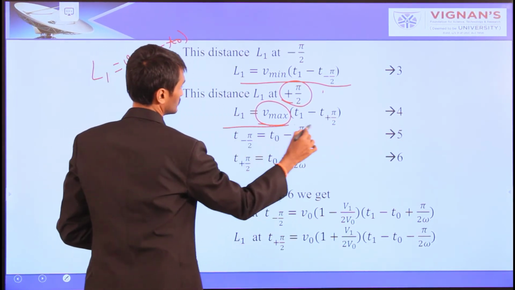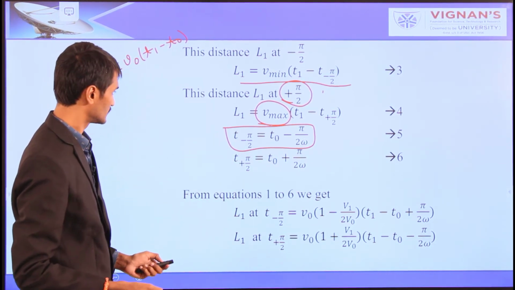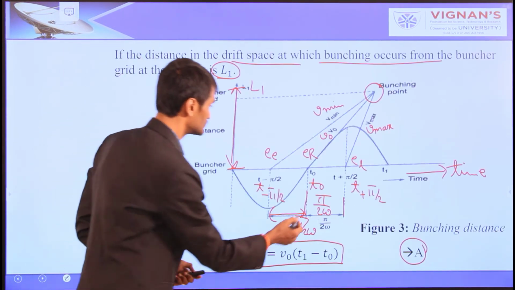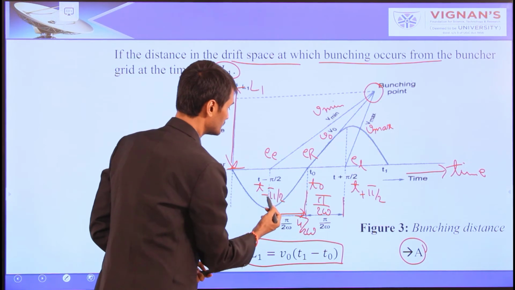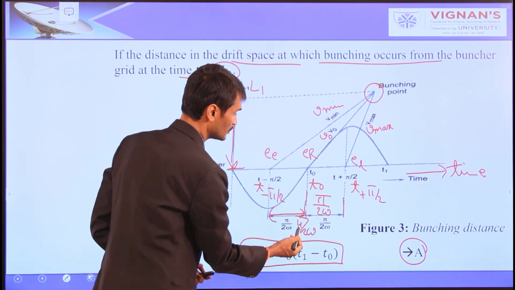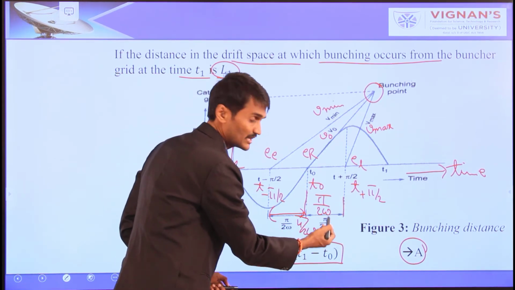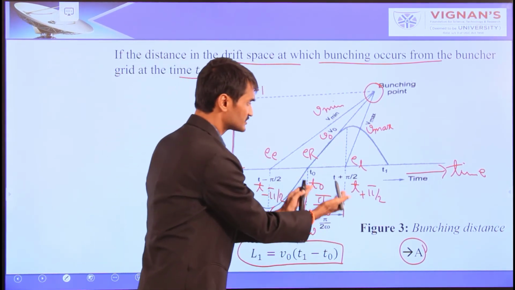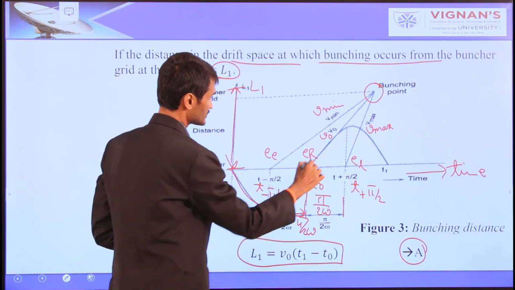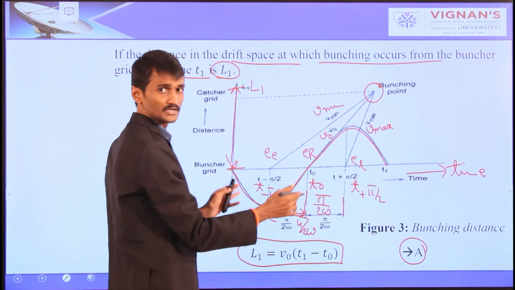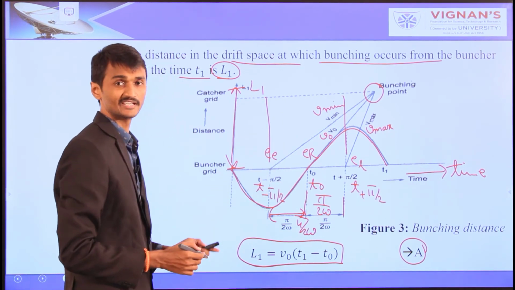Now T at minus pi by 2 and T at plus pi by 2: T at minus pi by 2 is T naught minus pi by 2 omega, and T at plus pi by 2 is T naught plus pi by 2 omega. So how is it pi by 2 omega? First, we will see that the total cycle time period is capital T. Here we are assuming the half cycle, half time period, that is T by 2.